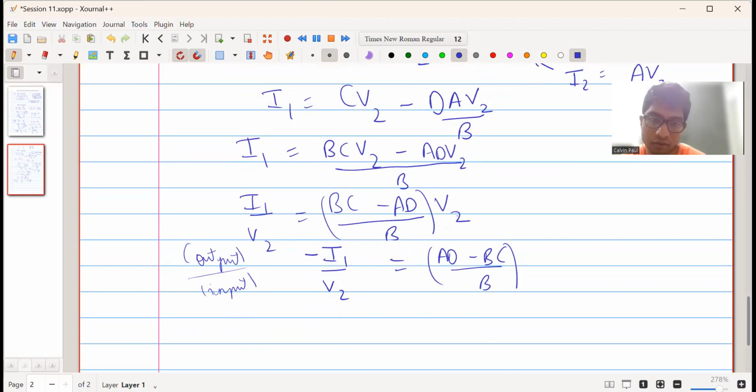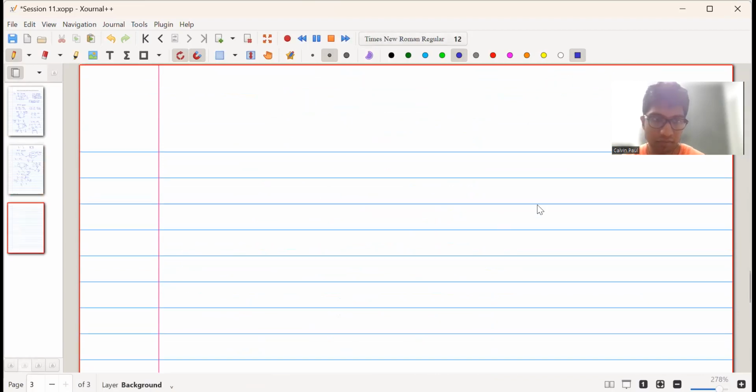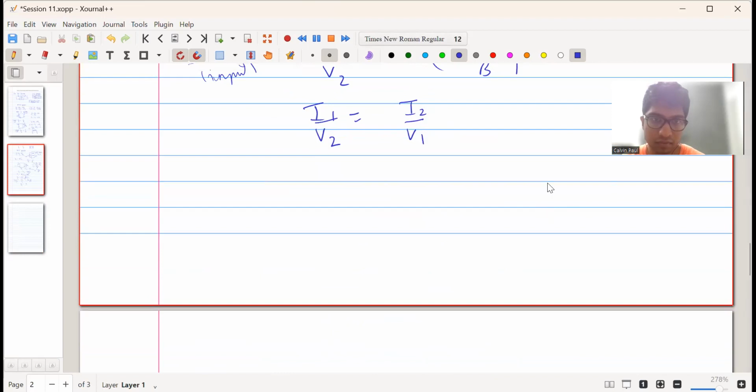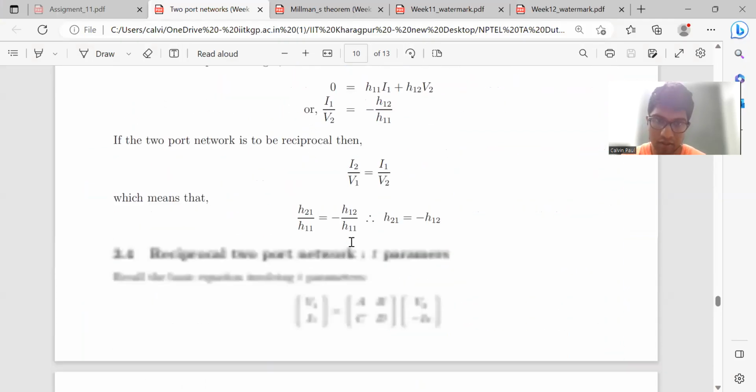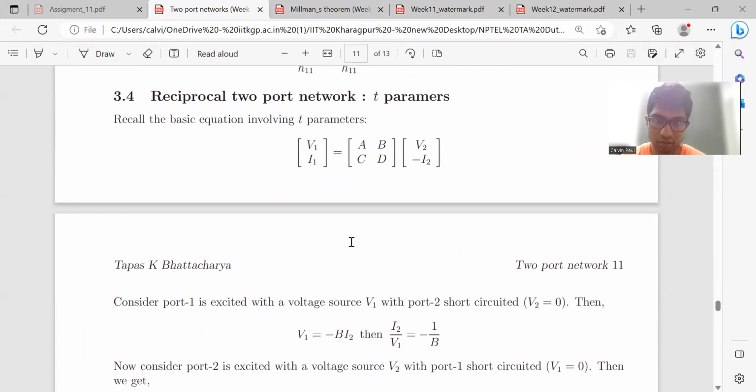Okay. So now we will compare I1 upon V2 is equal to I2 upon V1. That we get it to be minus of AD minus BC upon B. This is equal to minus 1 upon B. So we get it to be AD minus BC is equal to 1. So thus we have obtained the relation when the network is reciprocal, when a T network is reciprocal.